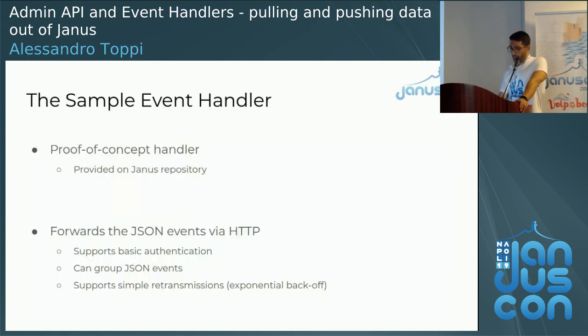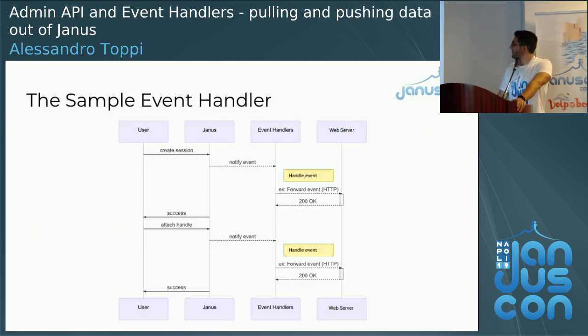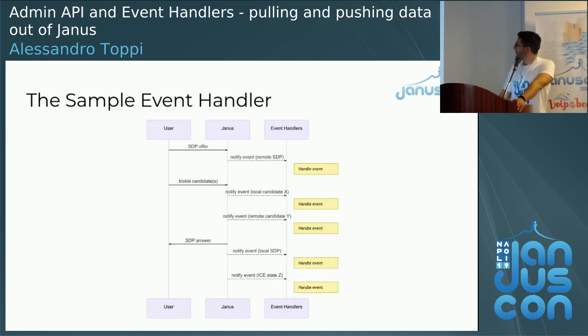The sample event handler is a proof of concept you can find in the Janus codebase, and it provides a very simple event handler that just forwards the events via HTTP to a web server and supports basic functionalities like authentication and grouping of JSON events, and also supports simple retransmission with an exponential backoff. When dealing with the sample event handler, basically, as I said, any event gets forwarded to the web server, and you have to configure in the sample event handler configuration which events you are subscribed to. And this is going on for every kind of event we are subscribed to.